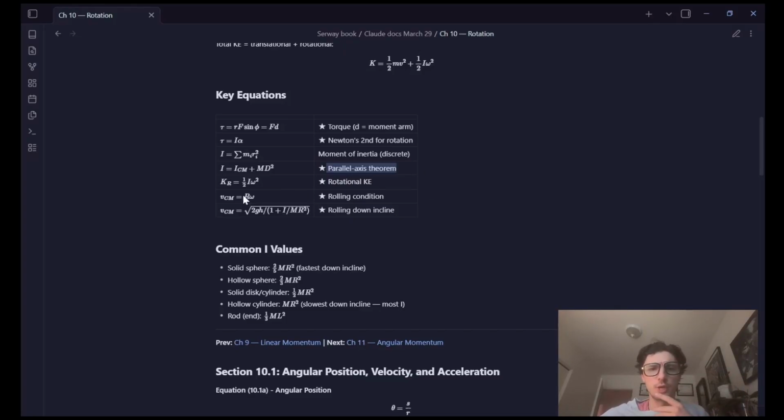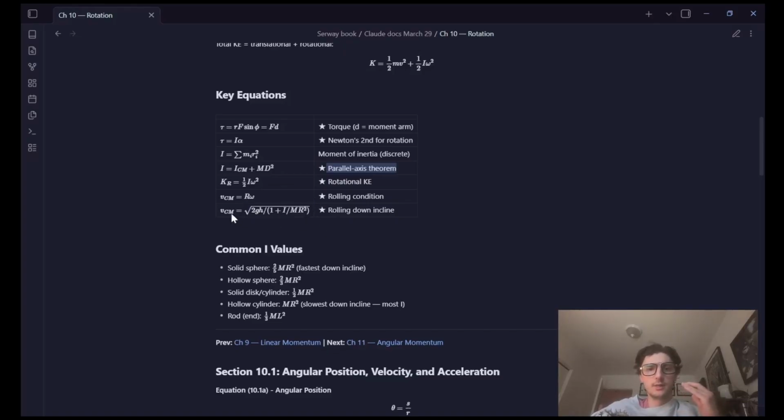Then you have rotational kinetic energy, similar to translational kinetic energy, but it is now 1/2 I omega squared. I, again, moment of inertia, omega, rotational velocity. Then the rolling condition: v center of mass, so the velocity at the center of mass, is equal to R times omega. Interesting, but I'm going to skip this because I think it's more nicely introduced later in the equations from the book.